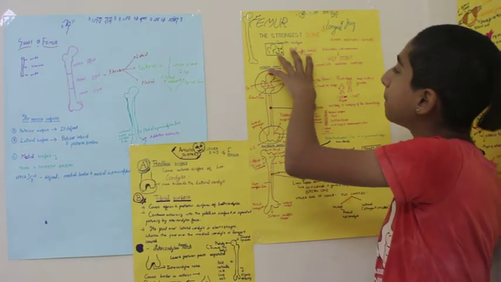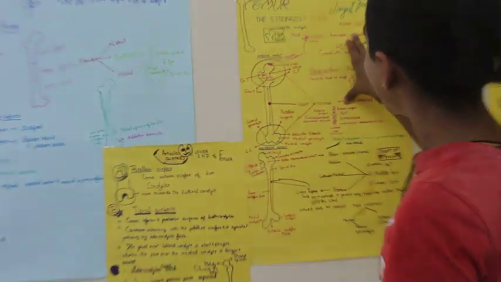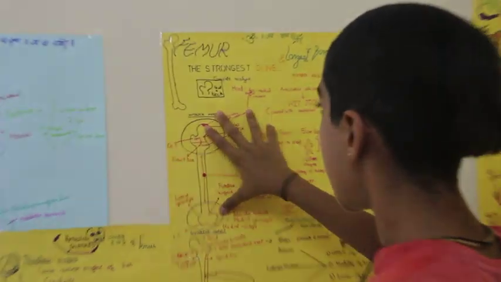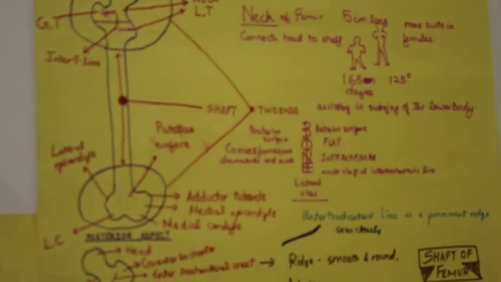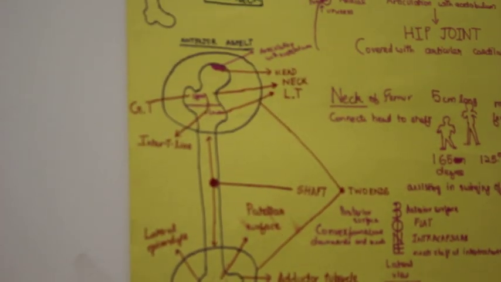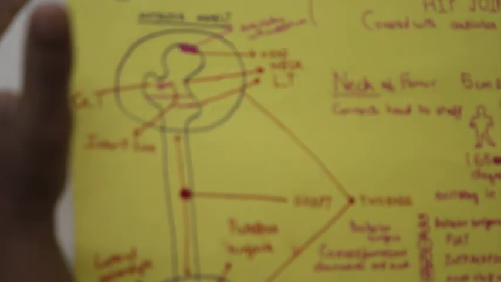So this is a complete analysis of the femur bone, and let us see the femur bone and its head now. Its head is somewhat medial, so you can see it is curved towards the medial direction. You can see it's somewhat like this. So the bone is like this, the head is like this.